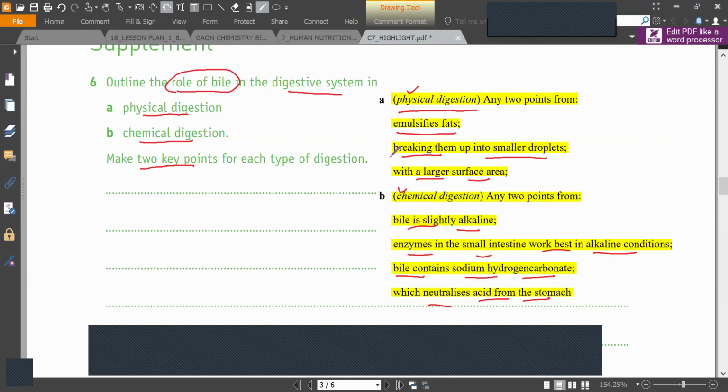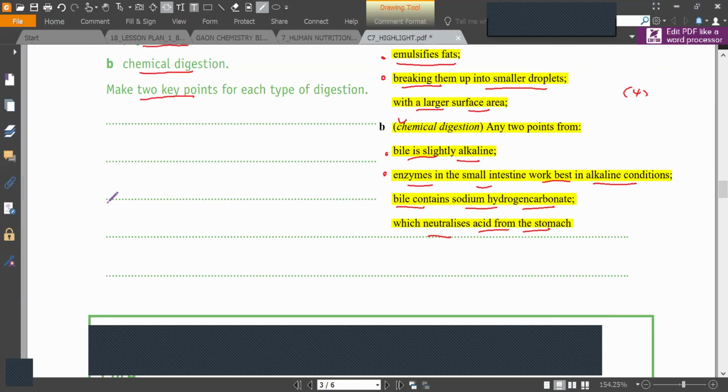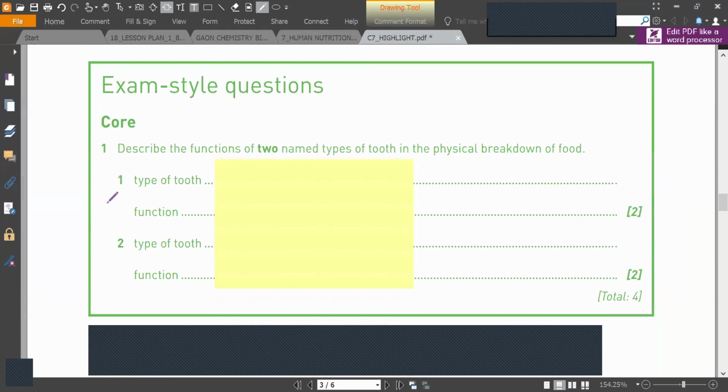This is a 4-point question, which means we need just any two. But in the exam, we normally try to write extra just in case. Minimum two will be enough.